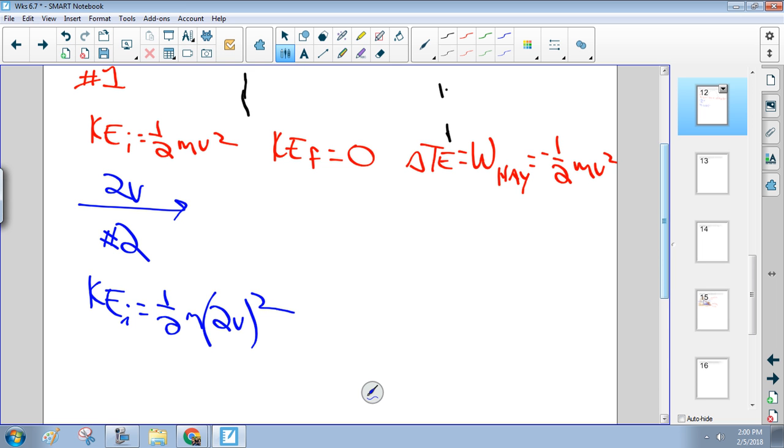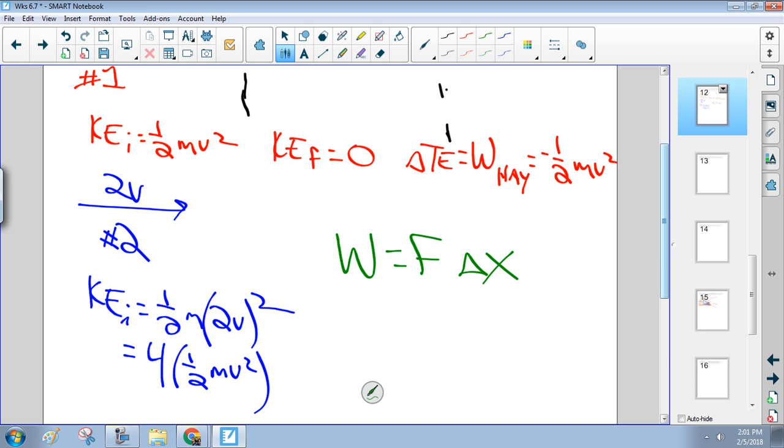So the 2 is going to get squared, and you actually get 4 times 1/2 mv squared, right? So what I'm trying to get at here is it's going to have 4 times as much kinetic energy, right? That means to stop it, you got to do 4 times as much work. So if work is force times displacement, and your force is fixed, then 4 times the work is going to take 4 times the displacement.